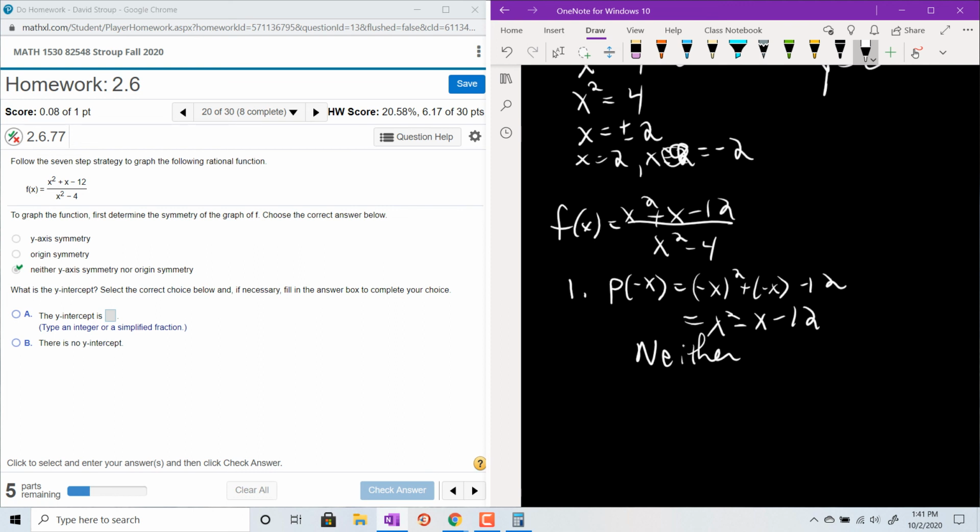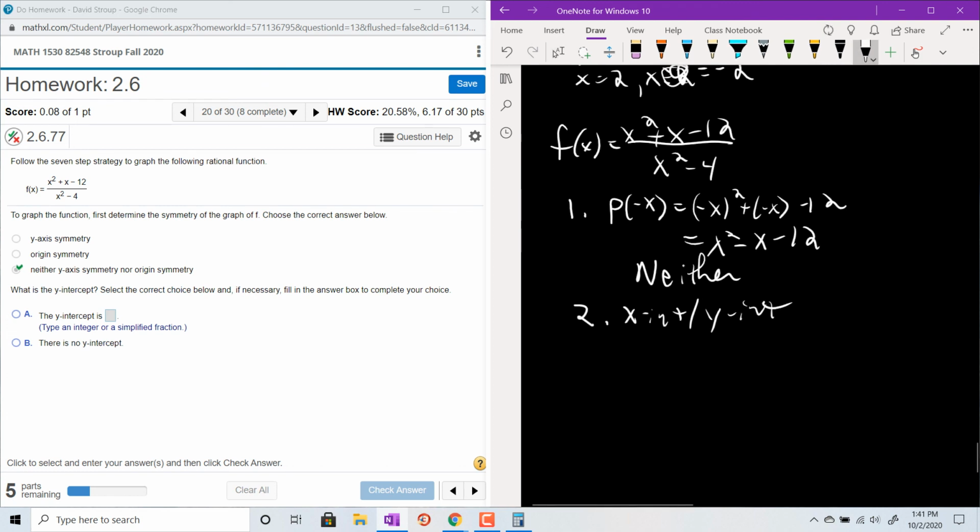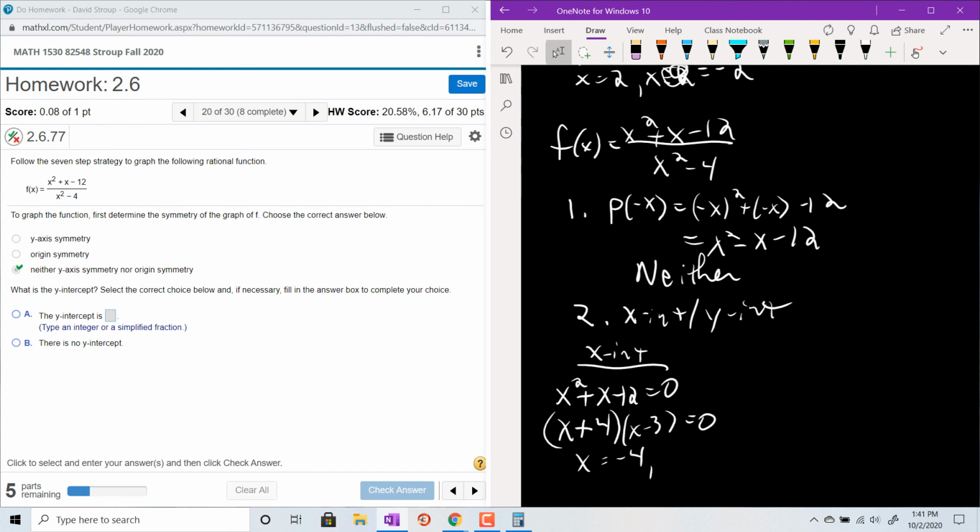Okay, and I already went through and did them all in my video, so I already have that one checked off. Secondly, then you're probably after the x and y-intercepts. Okay, so for the x-intercept, you're letting y equal 0, but that always just comes down to setting the numerator equal to 0. And if we solve this, hopefully we don't have to use a quadratic formula. This is x plus 4, x minus 3 is 0. So x is negative 4 and 3.